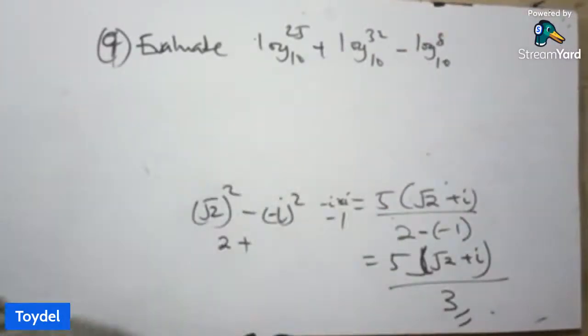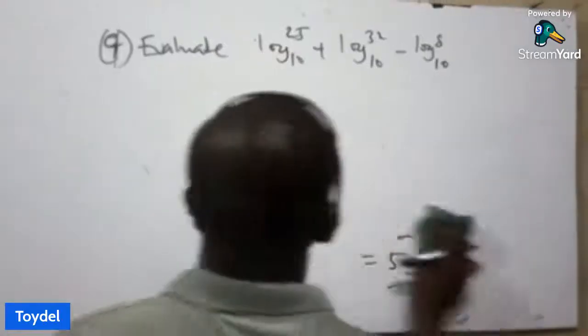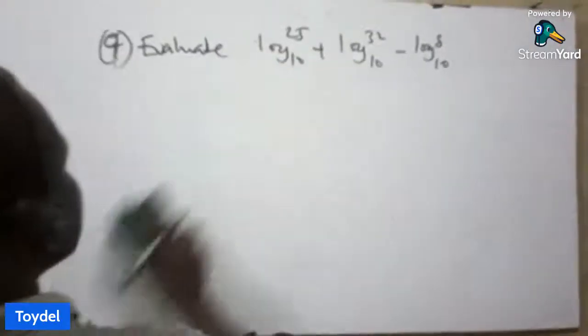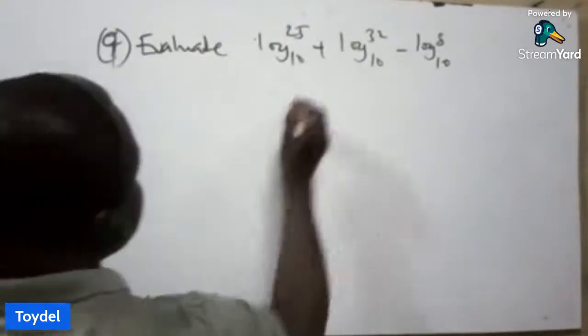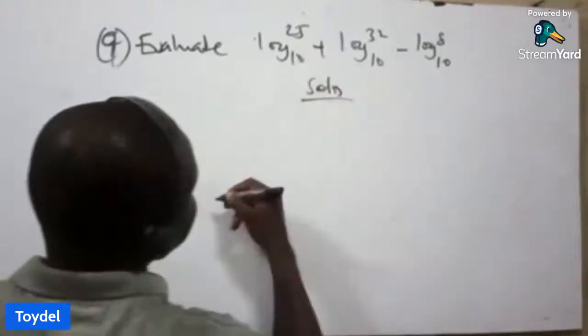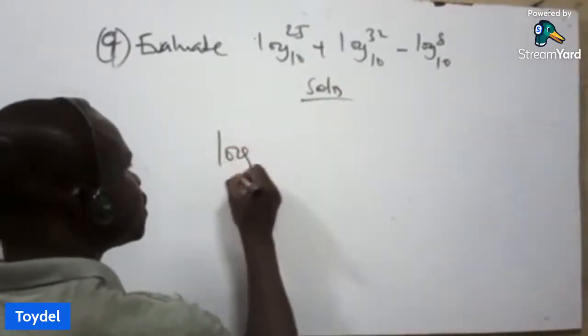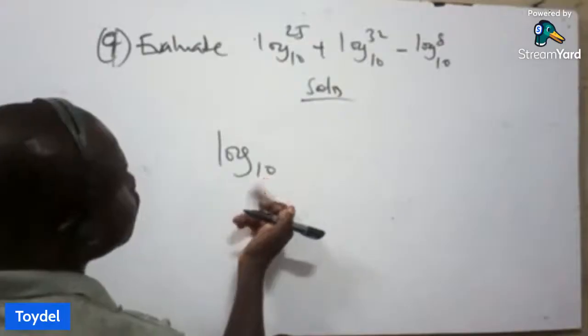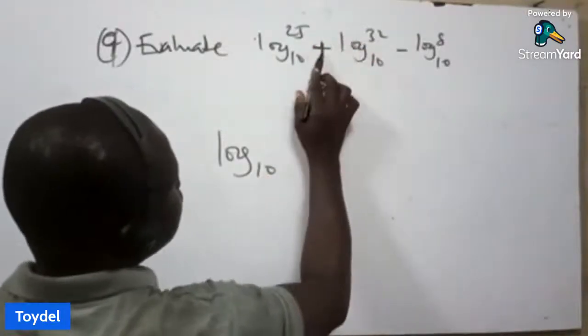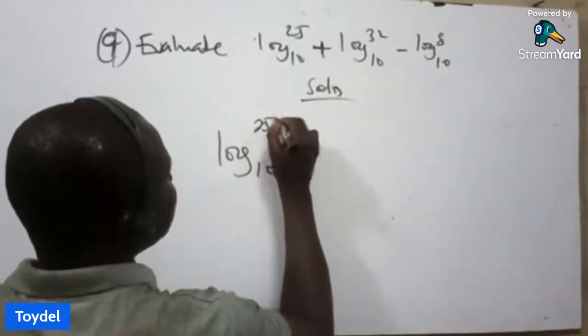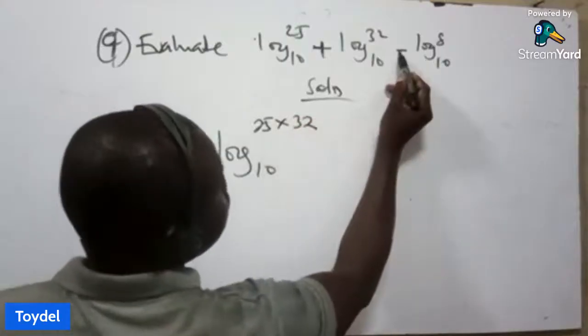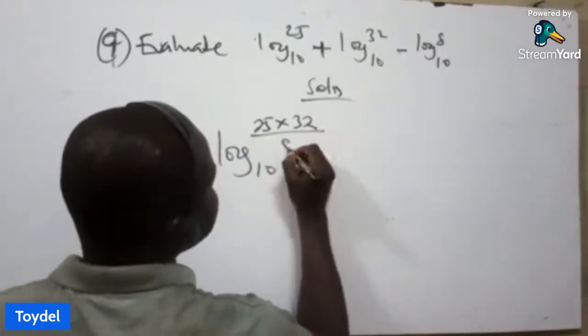So in this case also, once you look at this, you don't need to solve anything. Automatically, I know that the answer is 2 without solving anything here. Then this is what you do. Just say log, then base 10. When you have plus addition, you multiply. You're going to have 25 multiplied by 32. Where you have subtraction, you divide by 8.